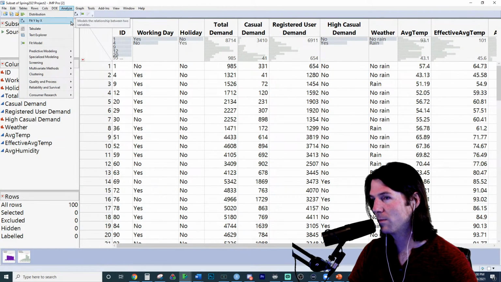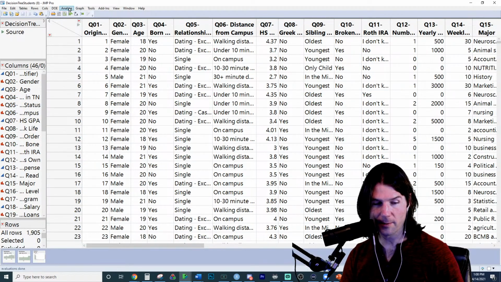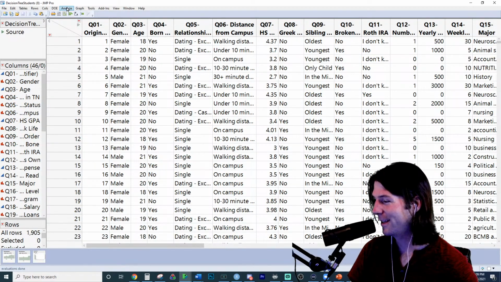Okay, mosaic plots. Mosaic plots are when we have two categorical variables. So when we have two categorical variables, we go here to analyze.